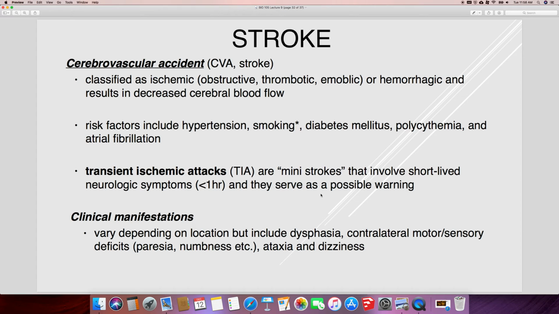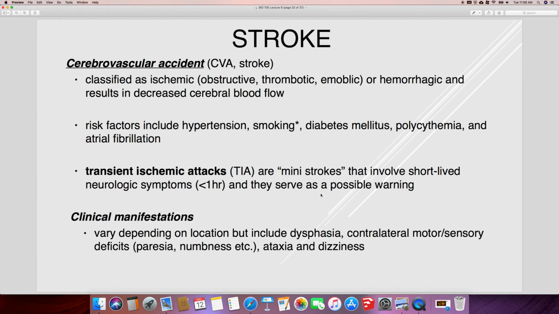TIAs, transient ischemic attacks, these are mini strokes. They have very similar symptoms as strokes, but they're short-lived. They usually resolve within an hour. They have to resolve within 24 hours to be considered a TIA, and I always say that these serve as a possible warning. I always call these your get-out-of-jail-free card.